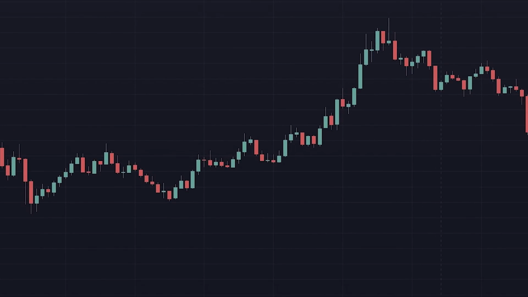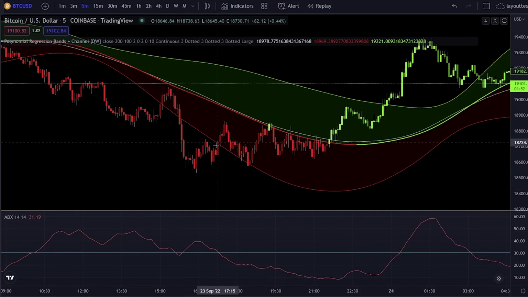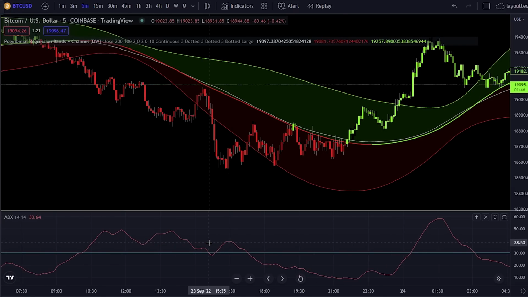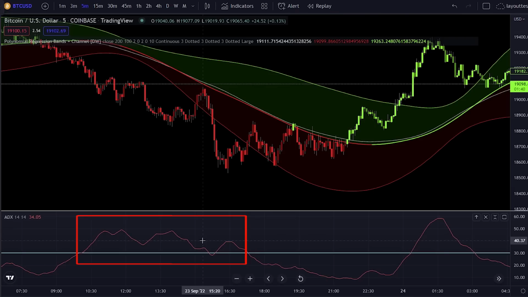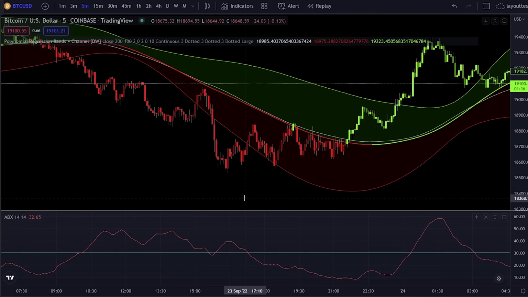Let's first look at when to enter into a buy position. Firstly, the price needs to cross back above the lower band. Secondly, we will be using the ADX indicator as confirmation. The ADX will need to have recently been above the 30 line. This means that the market volatility is high, indicating that we are currently in a trending market.